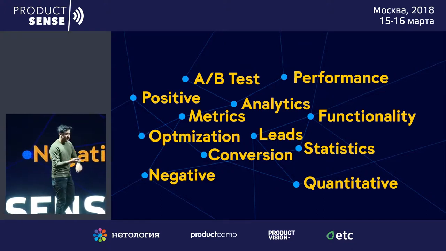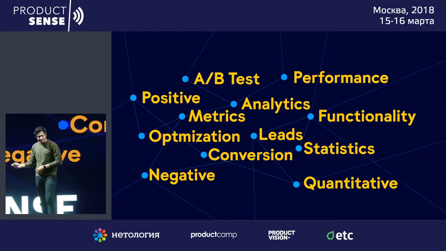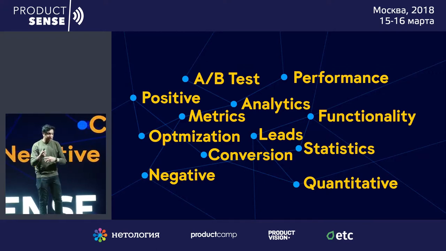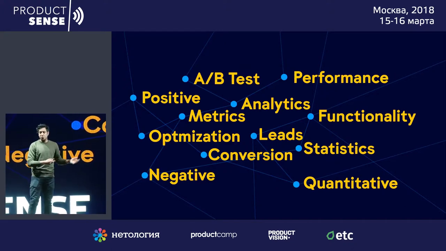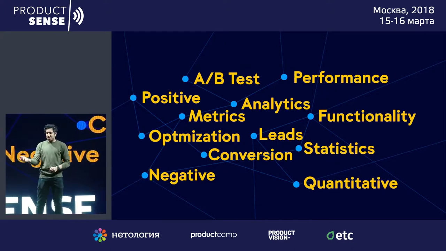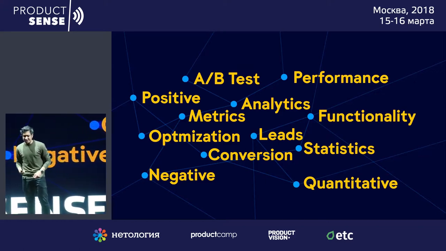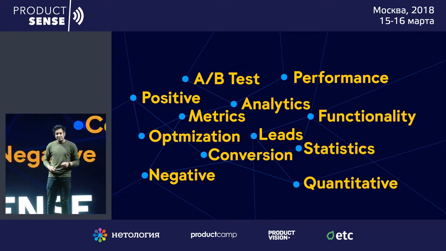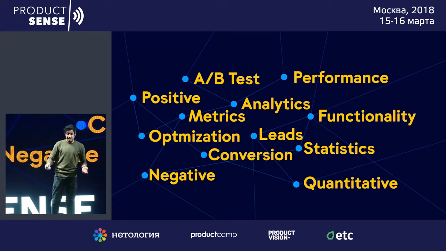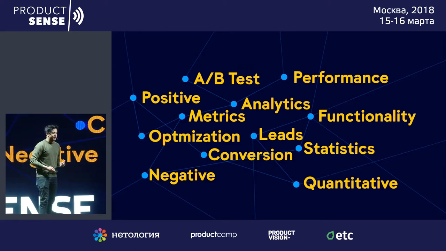So you have A/B tests, performance, positive and negative conversion, quantitative, qualitative, functionality, leads, optimization, conversion. Those are words that the product managers in the audience are probably used to, because of filing reports and reporting back to product directors and their team: we need to improve on this and that. So these are things that we need to take a look at and design based on. But at the same time, we need to keep paying attention to our users.